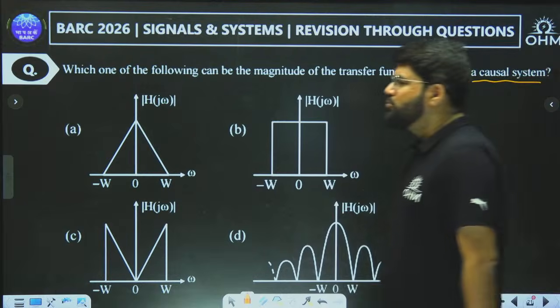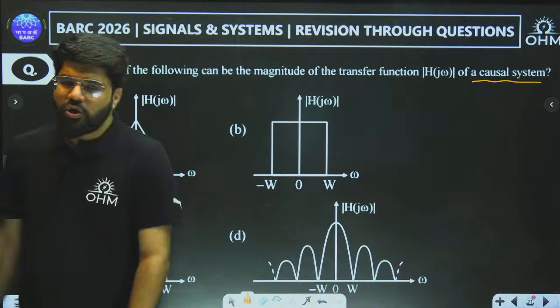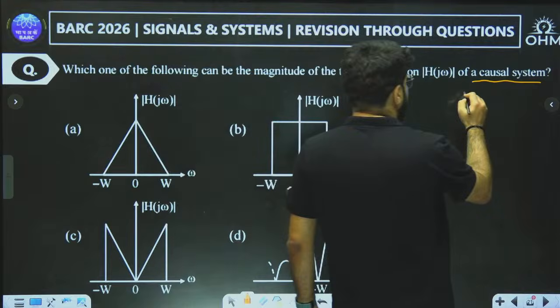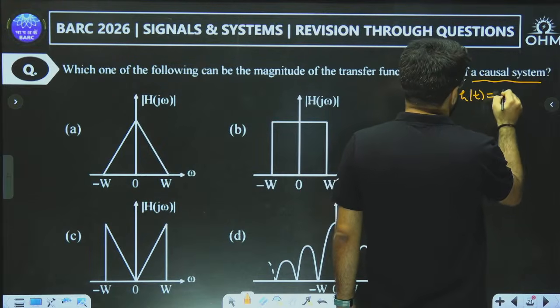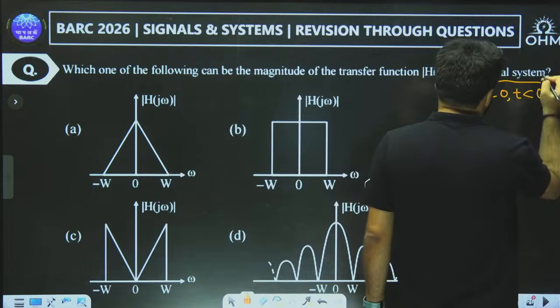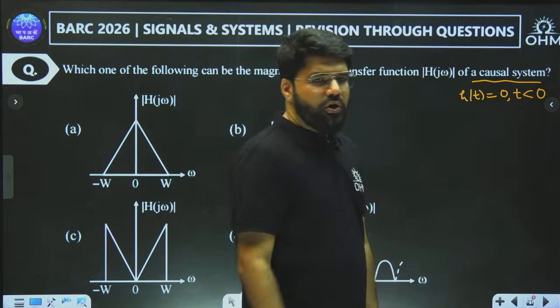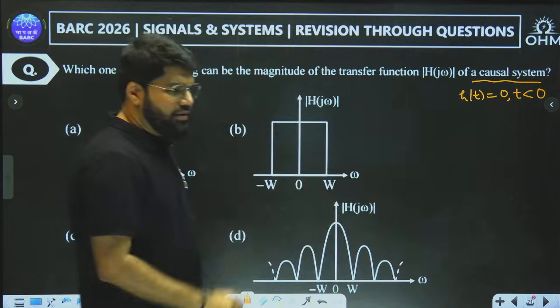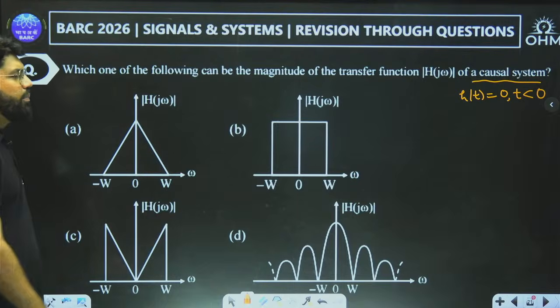What is the concept to be applied here? What is a causal signal? A causal signal means h(t) will be 0 for t less than 0. It will not go to the left. It can be anywhere on the right, but not on the left.